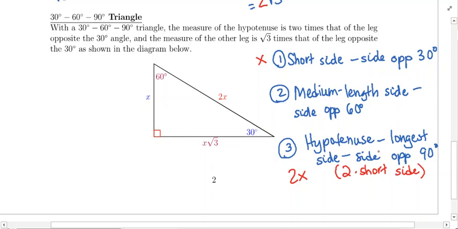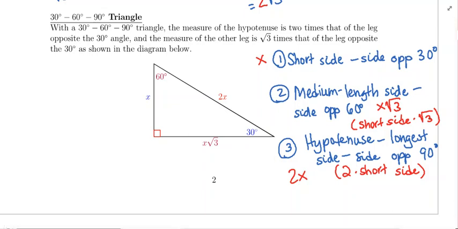And then finally, to get the length of the medium side, or the side opposite the 60-degree angle, you're going to take the short side and multiply by the square root of 3. So it is the short side times the square root of 3. And that is it. So let's go to the next page and try some examples of this.